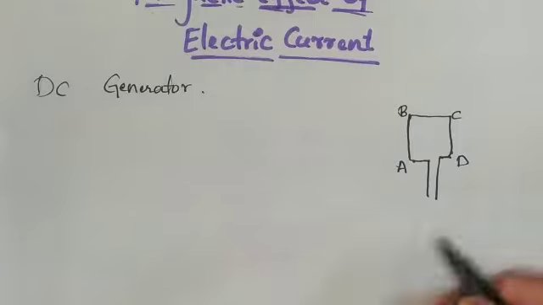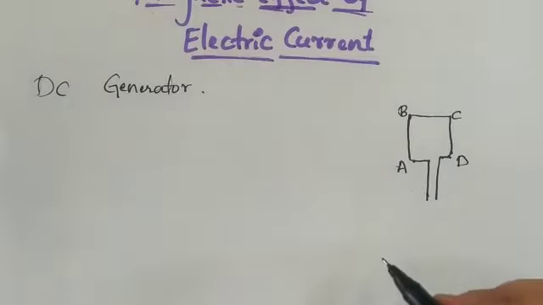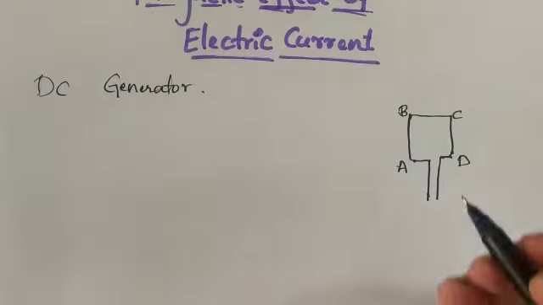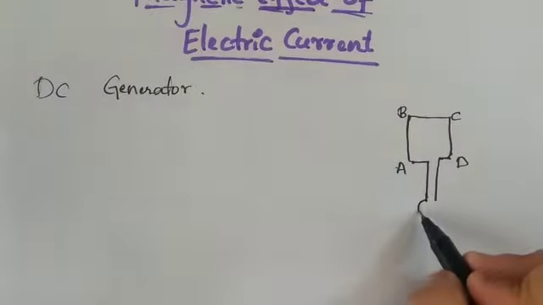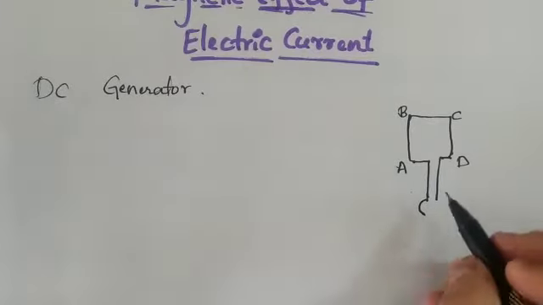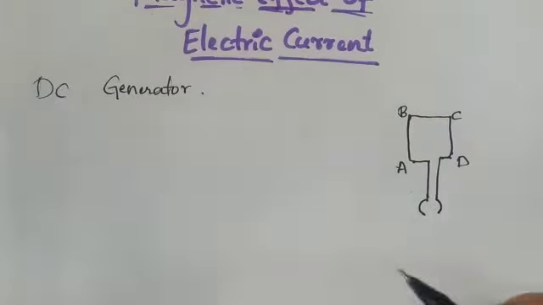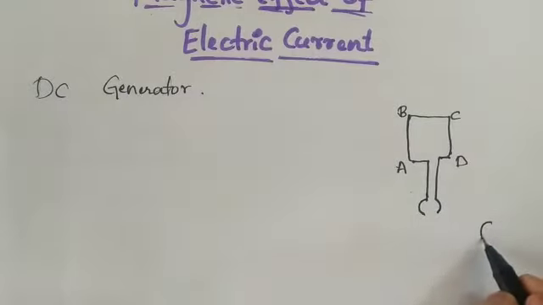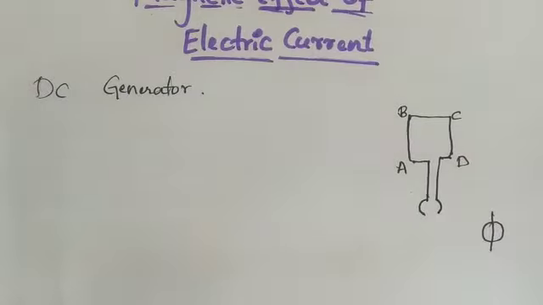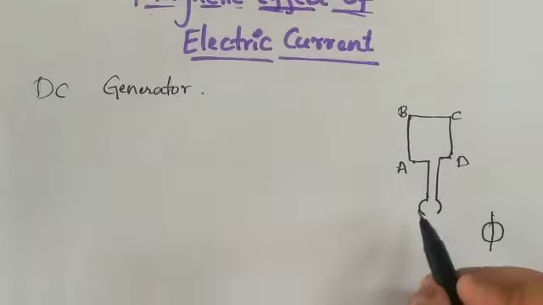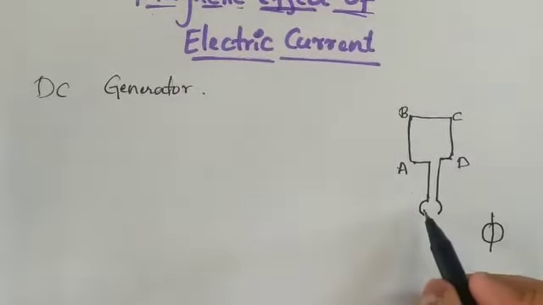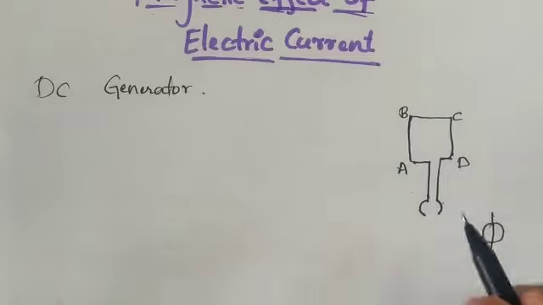This armature is connected to the split rings. Like in the case of the motor that we have discussed, similar to that, in the DC generator we are considering split rings, that is S1 and S2. That means one total ring is split into two parts. Those are the split rings, that is, the commutator.